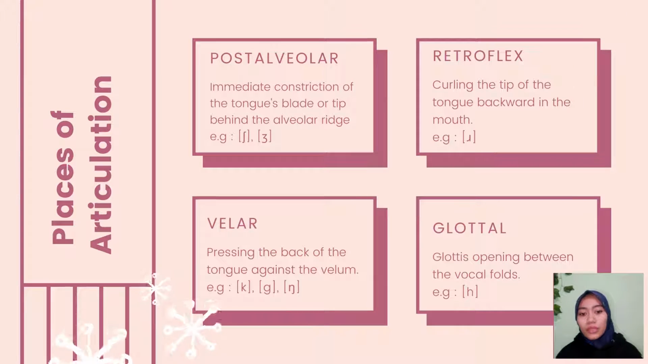There is also a sound made by pressing the back of the tongue against the soft part of your mouth roof, known as velar, so it's called a velar sound. The examples are k, g, and ng. And then there are glottal sounds. It's a sound made when the glottis is opening between the vocal folds. The example of the sound is h.